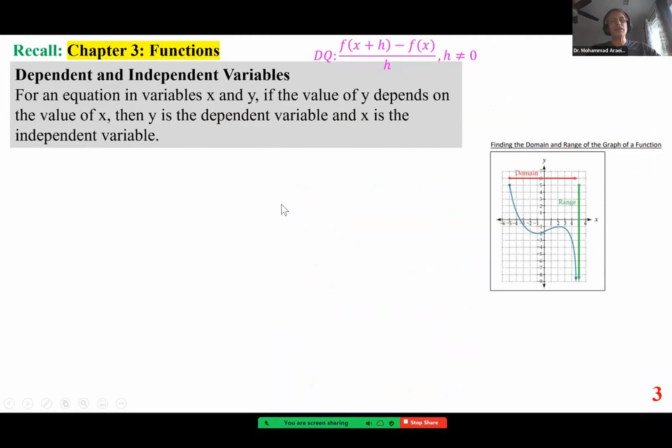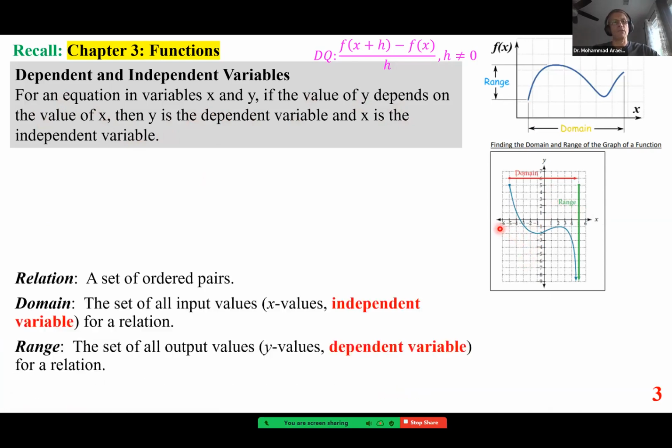Dependent and independent variables. So we're going to look at some definitions. For an equation in variables x and y, if the value of y depends on the value of x, then y is the dependent variable and x is the independent variable. In short, the first one is independent, the second one is dependent. Normally, x is the first, y is the second one.